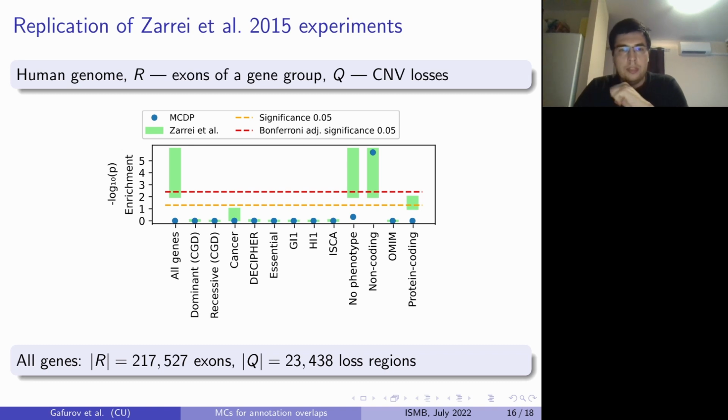And one thing that I want to point out from that, besides the fact that we are mostly in agreement, is that the dataset, all genes, contains all the human exons, which are more than 200,000 of them in the RefSeq, and also 23,000 loss regions. So our method is applicable to large datasets such as all human exons.